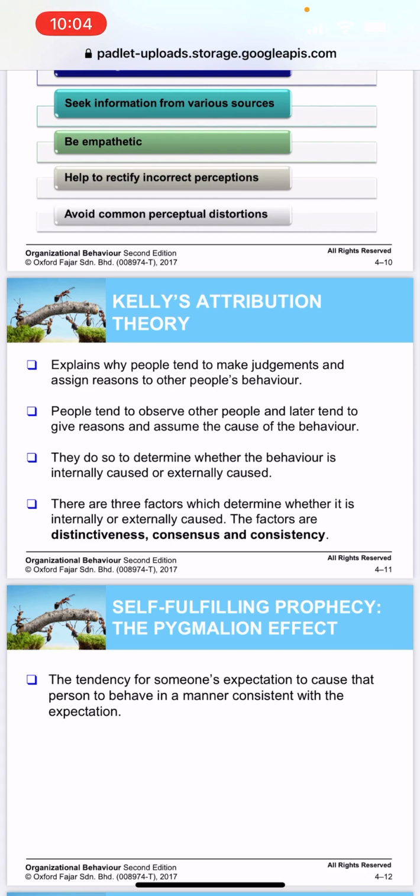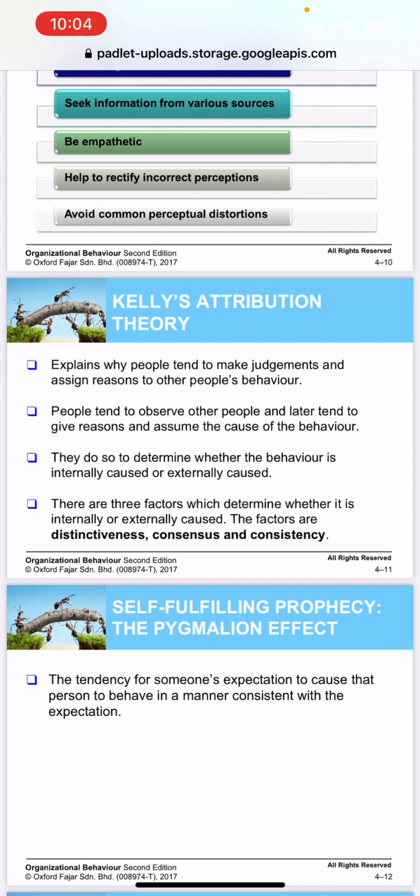Okay, now let's take a look one by one. The first one will be distinctiveness. An individual who reacts in the same manner in other situations. If a person behaves the same way in other situations, then the distinctiveness is low. However, if a person behaves differently in other situations, then the distinctiveness is high. Next is consensus. An individual will give a similar reaction as other people to the same situation. That's what we call consensus.